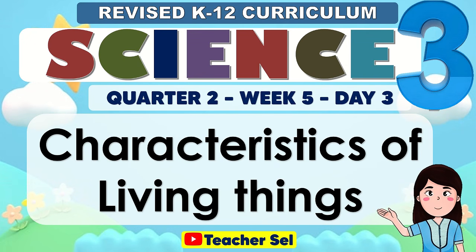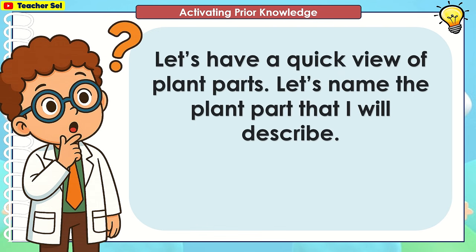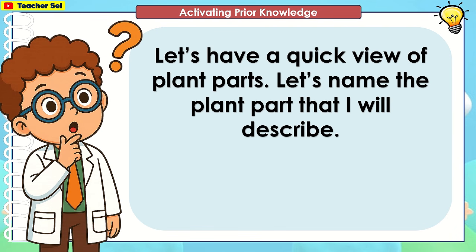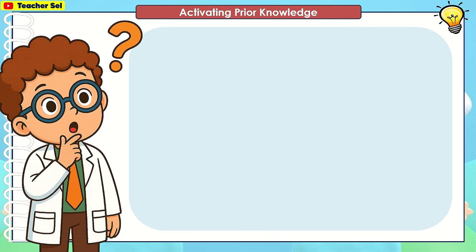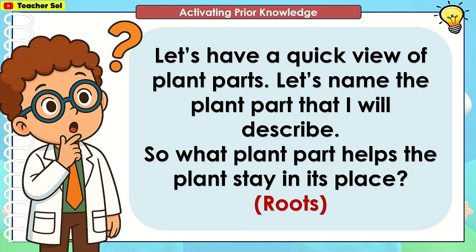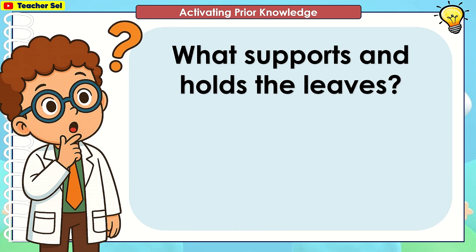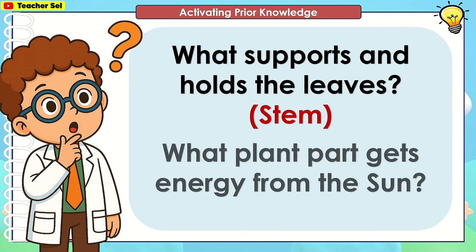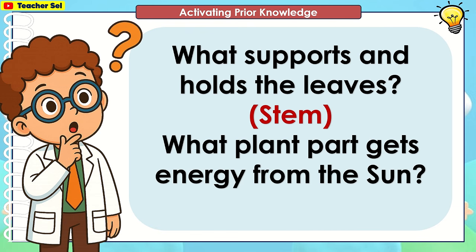For day 3, let's have a quick view of plant parts. Let's name the plant part that I will describe. So what plant parts help the plant stay in its place? You're right, they are roots. What supports and holds the leaves? Stem. What plant part gets energy from the sun? Leaves.